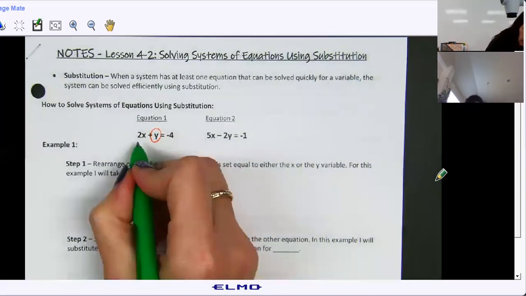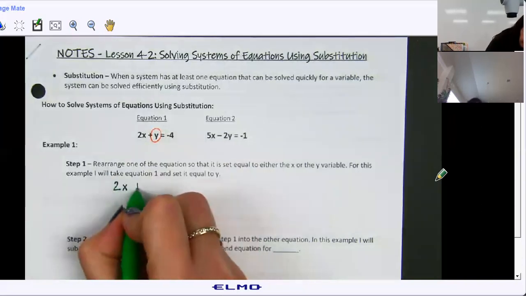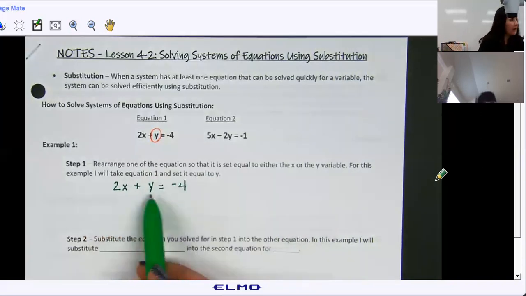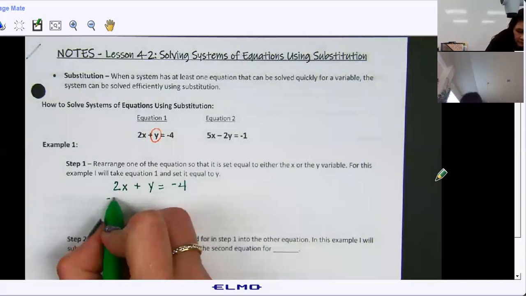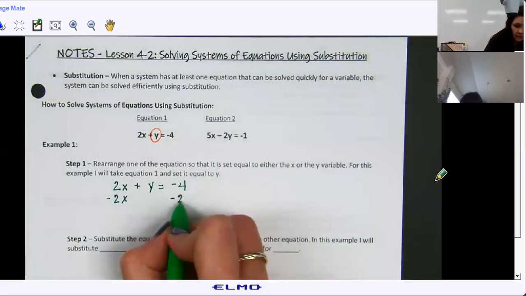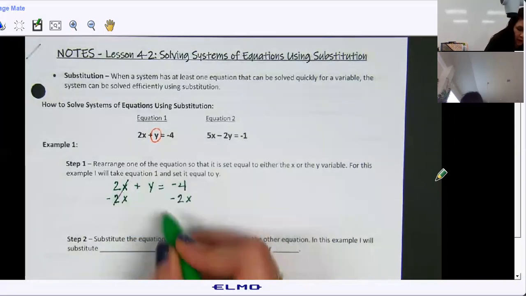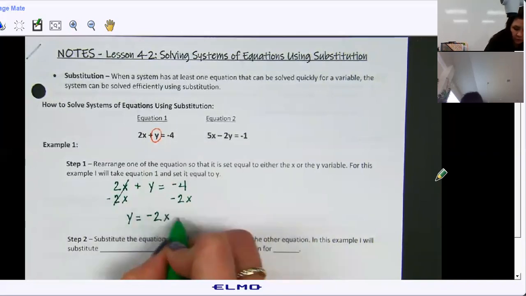So I'm going to write 2x plus y equals negative 4. And I'm going to rearrange my equation so that y is by itself on the left side. That means that I need to get rid of this 2x. So I'm going to subtract 2x from both sides. So I've gotten rid of it on the left, and I'm left with y equals negative 2x minus 4.